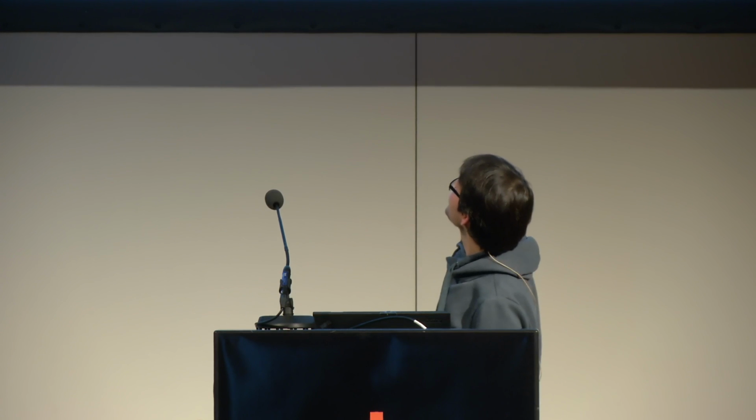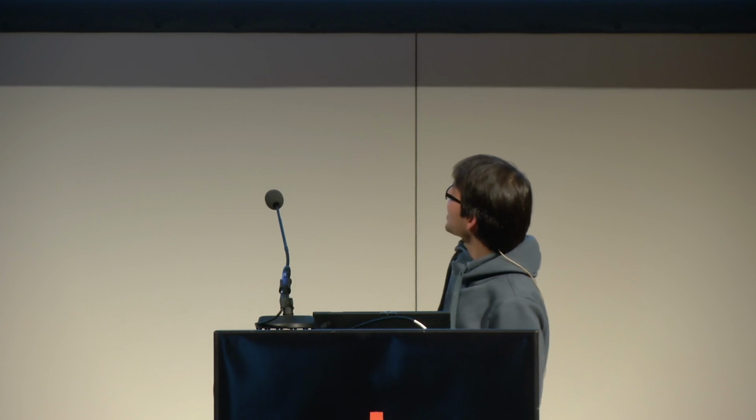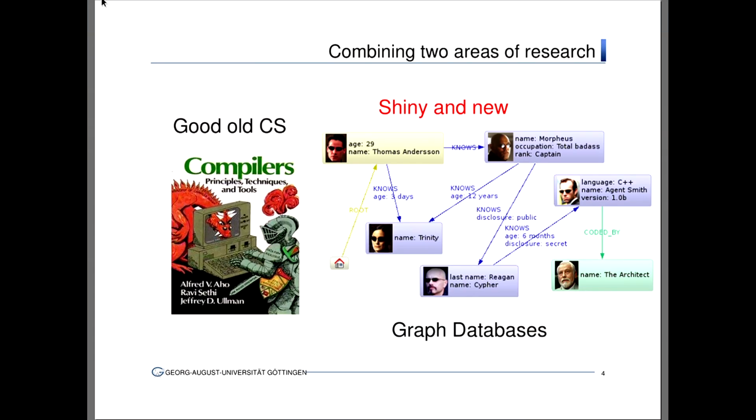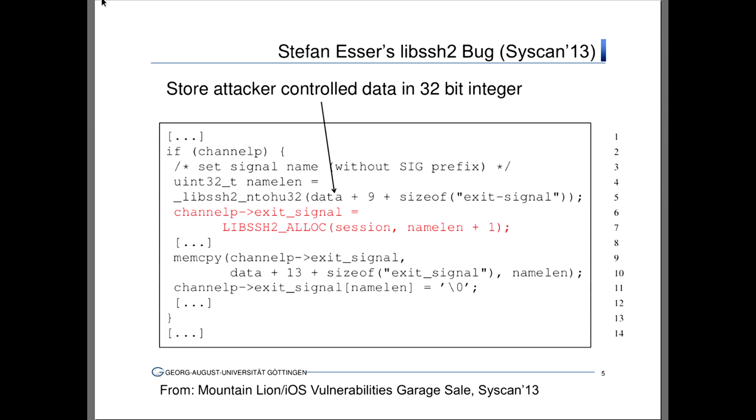Now, zooming in a little, what you're going to be seeing today is that I'm trying to look at two very different topics and show that they actually have something in common, that they fit nicely together. One of them is good old computer science compiler construction, and the other is the shiny and new graph databases, or as some people like to say, big data, right? We're going to see that they actually fit nicely together. That's what I want to achieve in this talk.